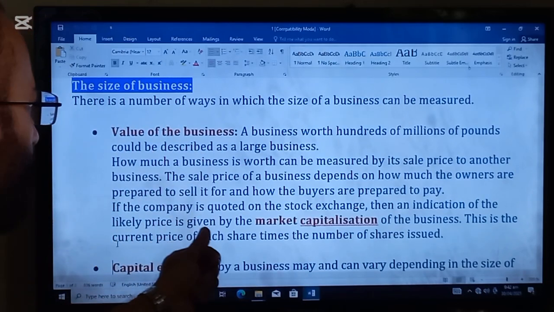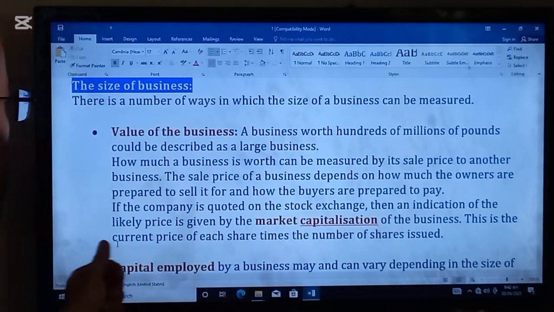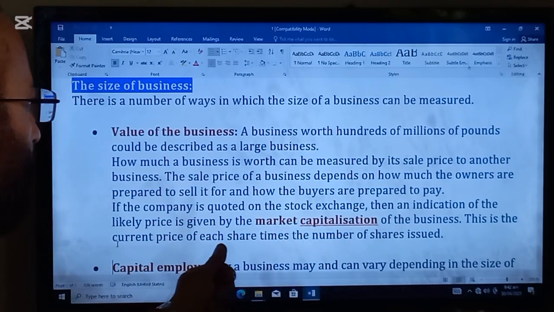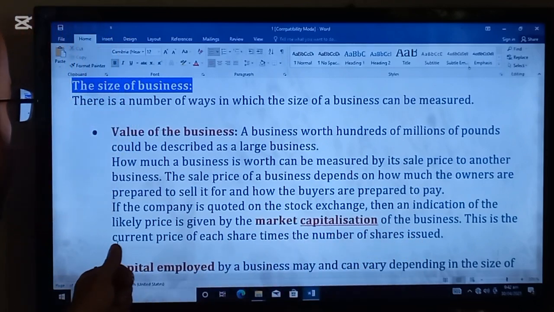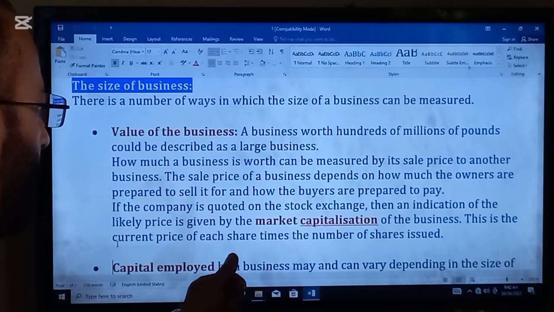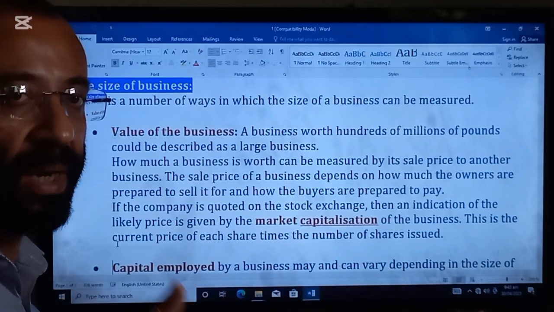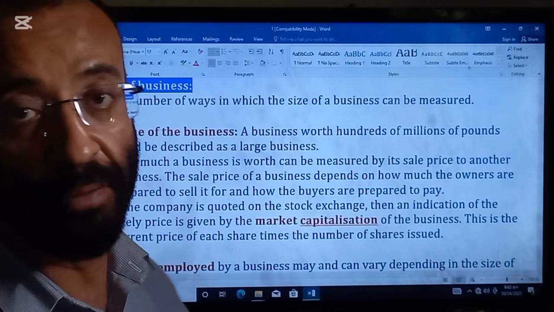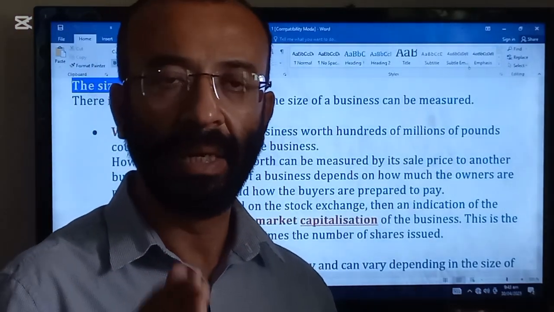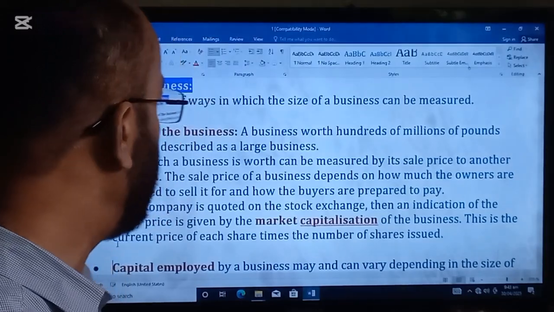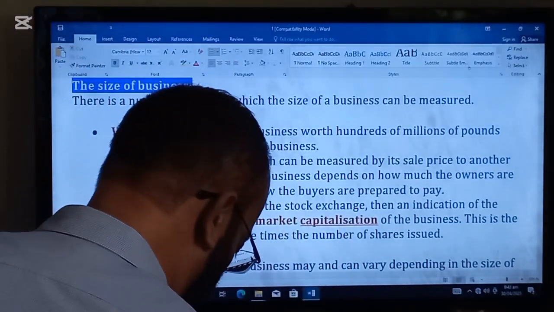If the company is quoted on the stock exchange, then an indication of the likely price is given by the market capitalization of the business. This is the current price of each share times the number of shares issued. So the higher the price of a share, the larger the size of the business. The lower the price of the share, the smaller the size of the business, as far as a company quoted on the stock exchange is concerned.